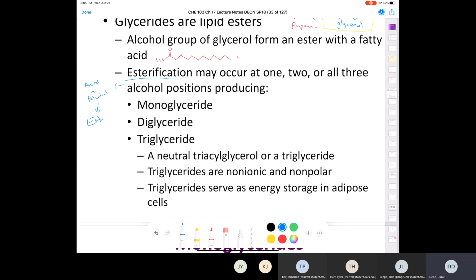That's what esterification is. It was one of the parts of the bonus question on your last exam. The esterification can occur at 1, 2, or all 3 of those hydroxyl positions. It doesn't have to happen at all of them. If it happens at 1, we get what's called a monoglyceride. If it happens at 2, we get a diglyceride, and 3 gives us a triglyceride.